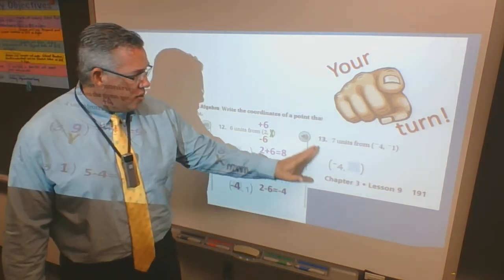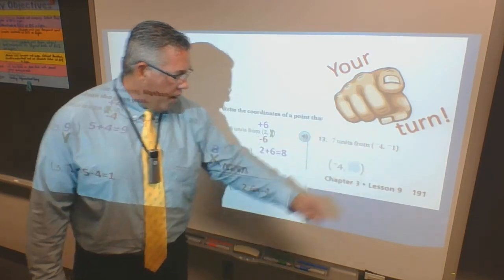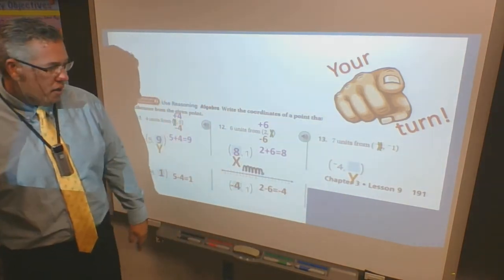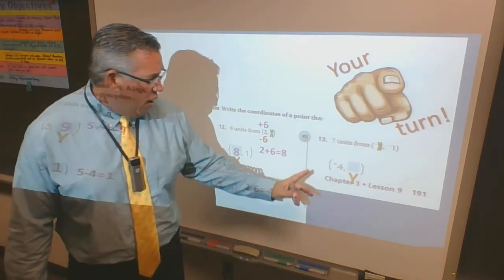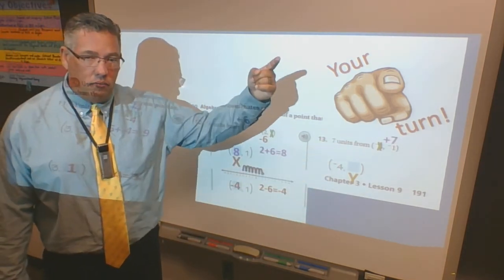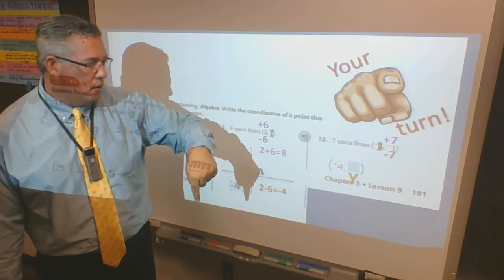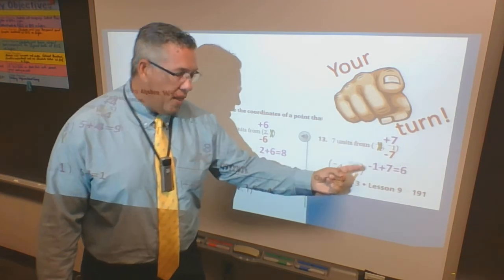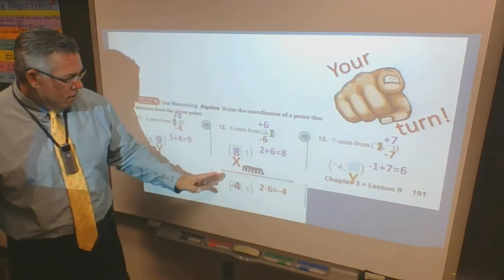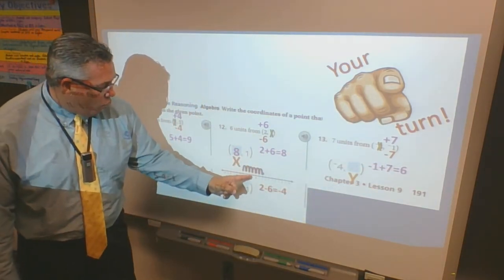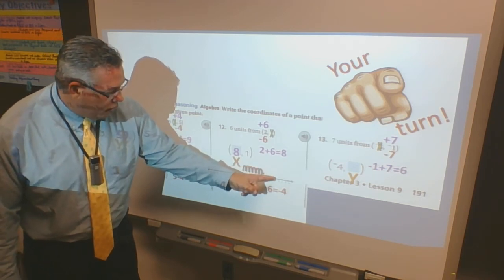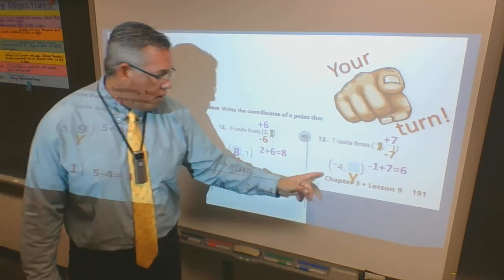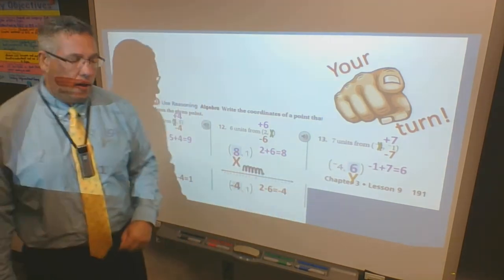So if I know I'm going to go 7 units from -4, -1, and it's the y that we're looking for, you cross out the x so you don't get confused, right? So I'm going to go 7. I could add 7 or I could subtract 7. If I added 7 to my -1, on my number line I had -1 and I went forward 7, then I would get to +6. So an ordered pair that I could have is -4, +6.